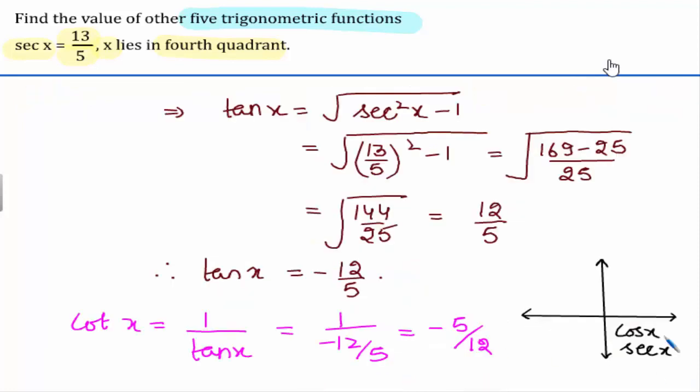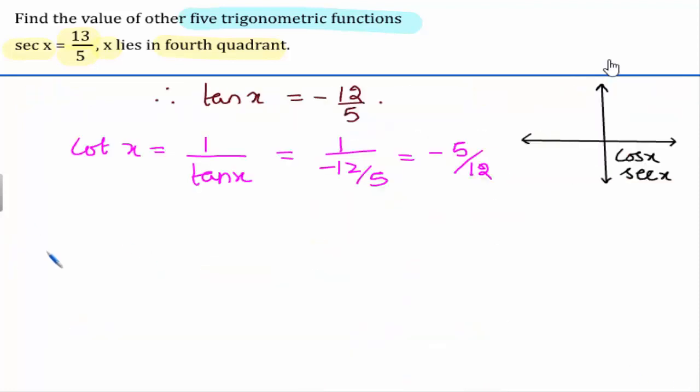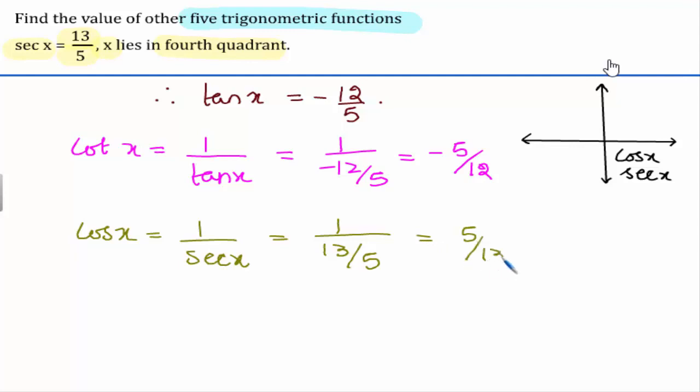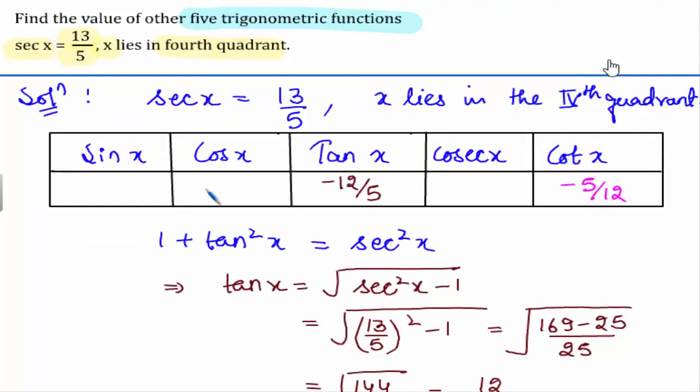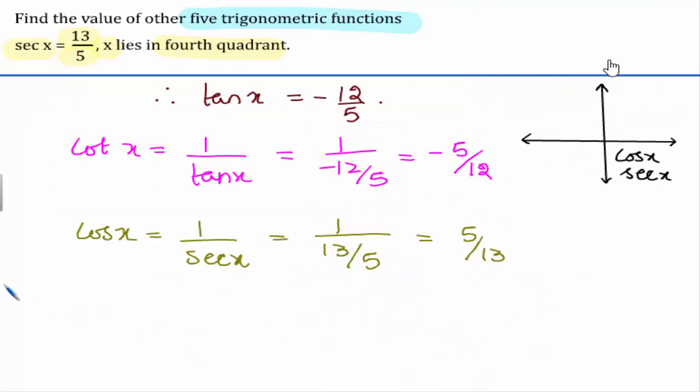Now, cos x is the reciprocal of sec x, which is given to us. So this is equal to 1 upon 13 by 5, which is equal to 5 upon 13. So the value of cos x is 5 upon 13. Now let us find sin x.